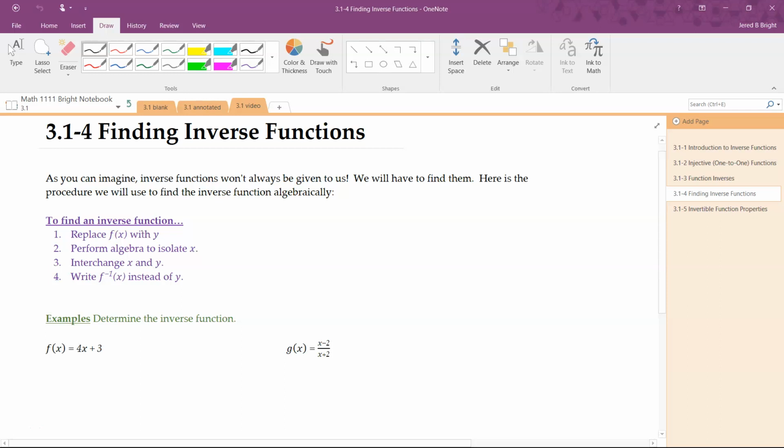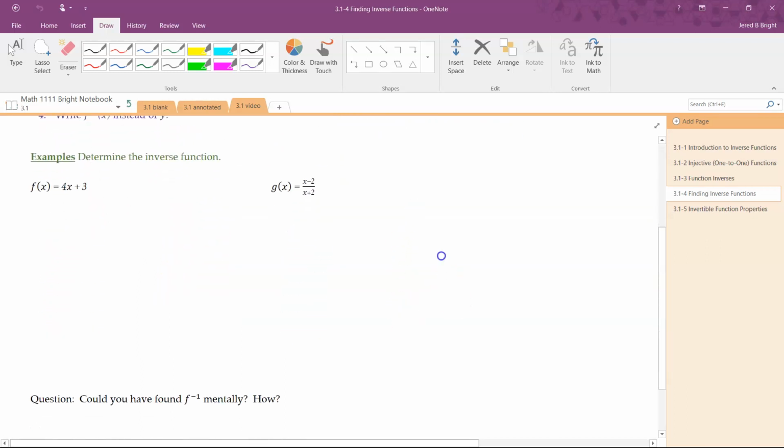And then what we want to do is algebra, and instead of having y isolated, we want to have x isolated. So isolate x, get x alone. And then we're going to interchange x and y, so where x is, we write y and vice versa. And then lastly, instead of y, we write f inverse. Okay, so let's see it in a couple examples.